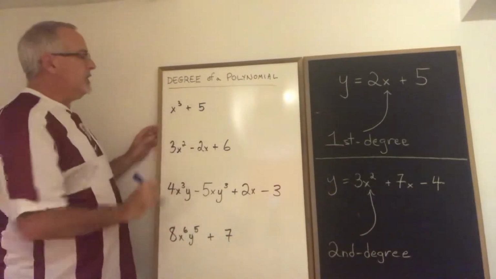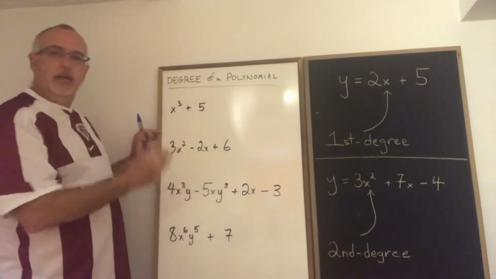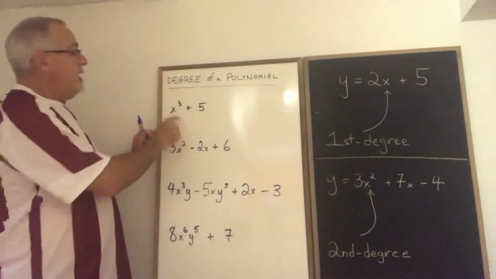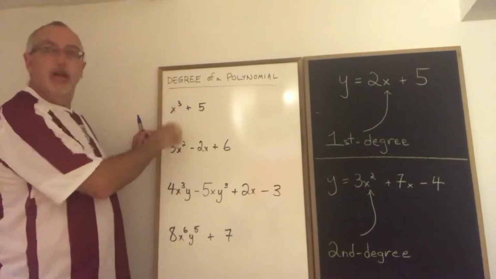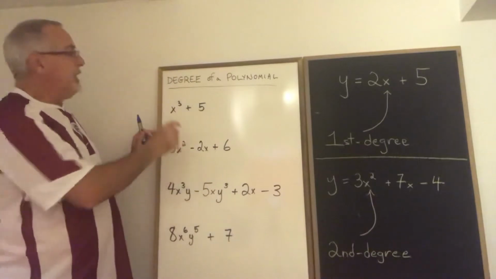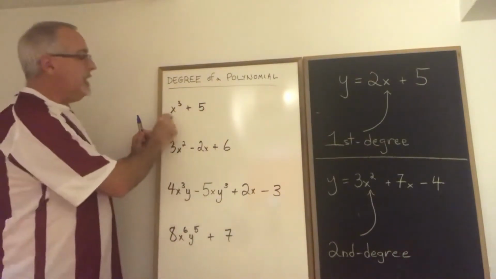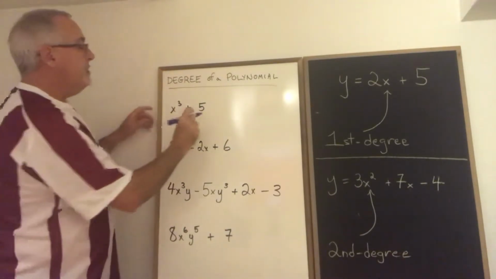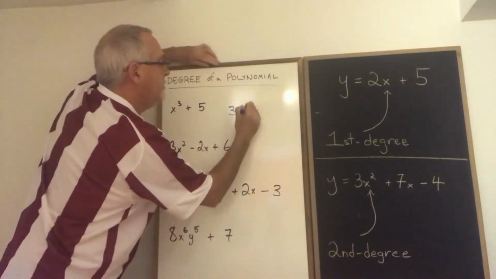In this example, x cubed plus 5, the 5 is a constant term. It doesn't have a variable, and it doesn't have exponents of the variable. But the x cubed, x is a variable, and the 3 is the exponent of the x. So of these two terms, the one that has the highest degree is the x cubed, because it has an exponent of 3. And that means this is a third degree polynomial.